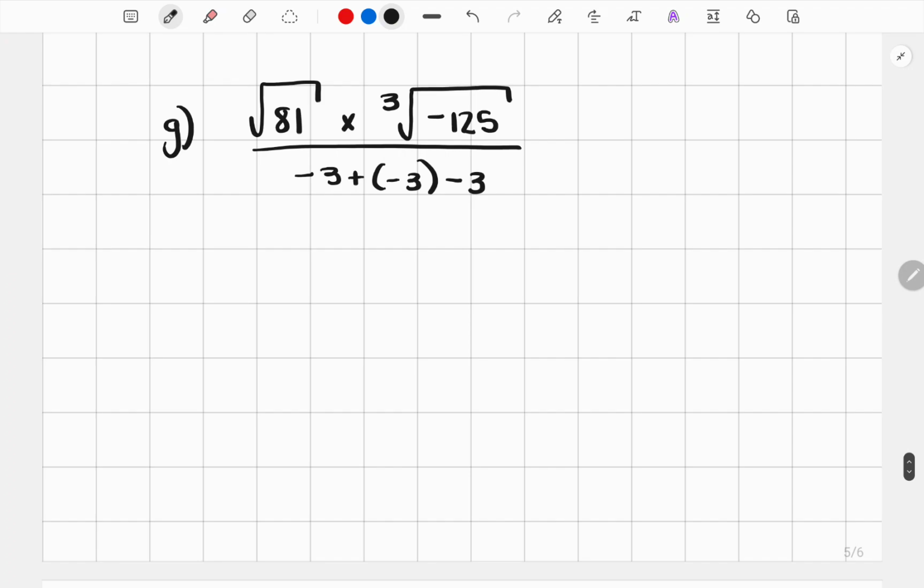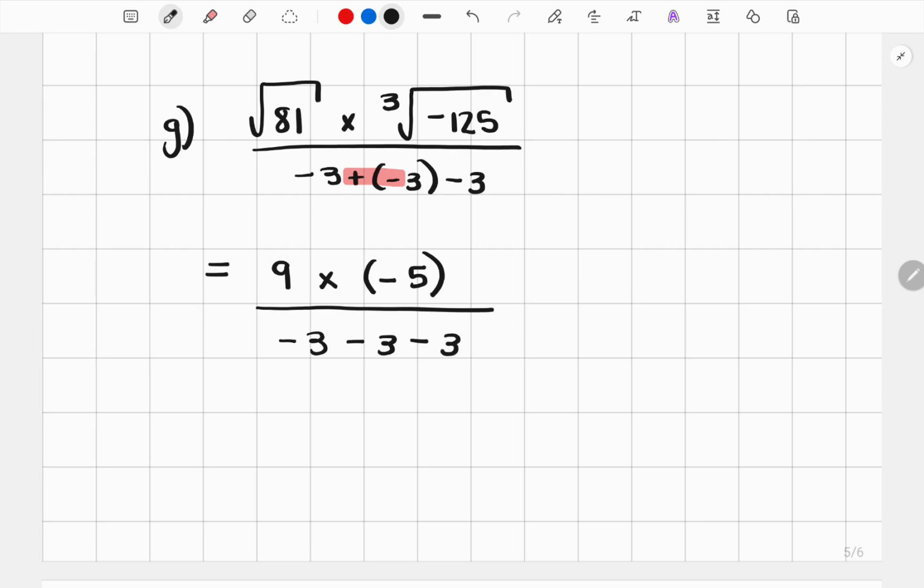Okay, now we're getting to the bigger ones. Square root of 81, because there's just 81, I can do that. It's 9. Times, what is the cube root of 125? So we know it's going to be a negative. And 125 cube rooted gives you a 5. All over. Now, at the bottom here, can you see a positive and a negative to get rid of that bracket? So it's going to be minus 3. Plus and a minus makes a minus 3 minus 3.